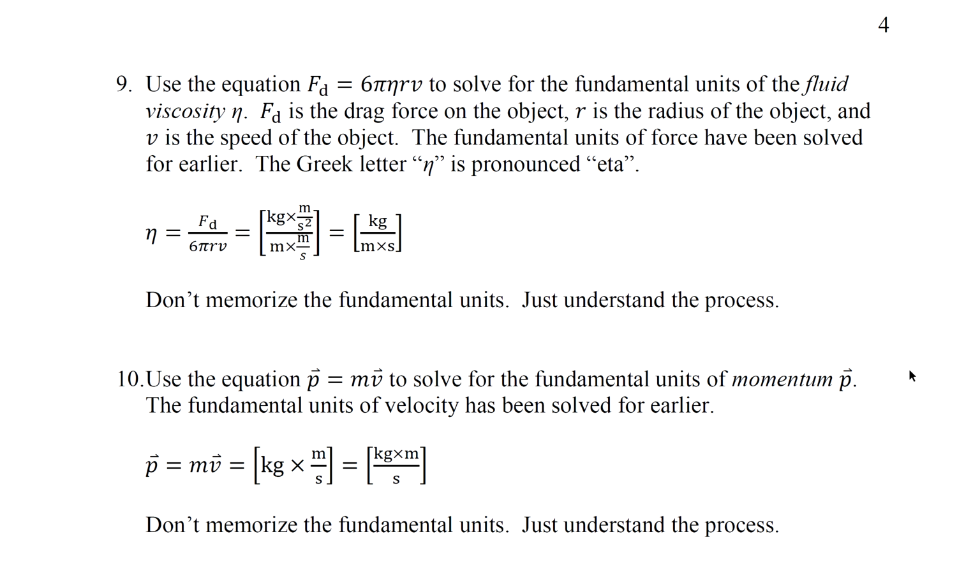So first solve for eta, then substitute the units of each variable. You could see in the denominator 6 doesn't have any units, pi doesn't have any units, but r has units of meters, v has units of meters over seconds.